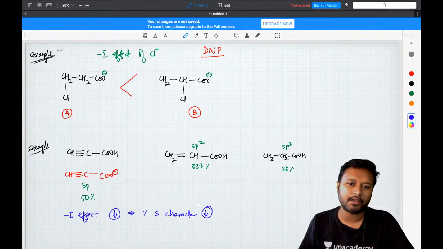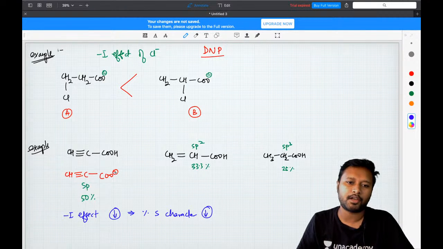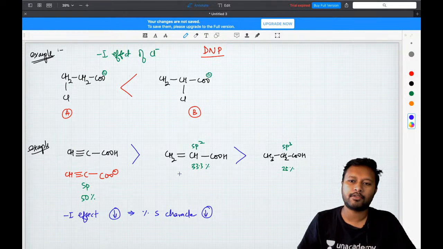So the one which has more S character will have more minus I effect, and that's why it is going to stabilize the carbanion, and that's how you will be having a more stable conjugate base or a better acid in this case. So option number A is highly acidic, then comes this, and then comes this. So this is the least acidic one.